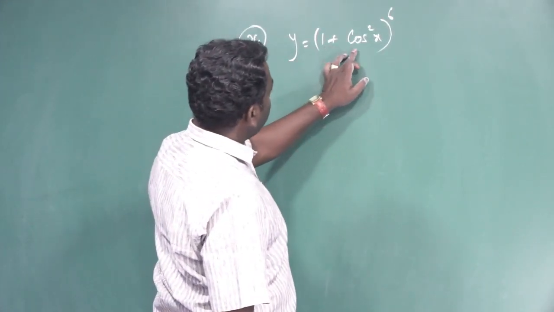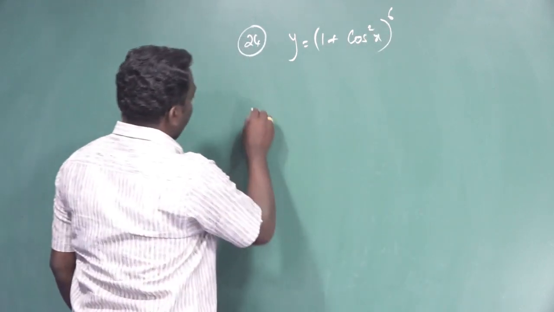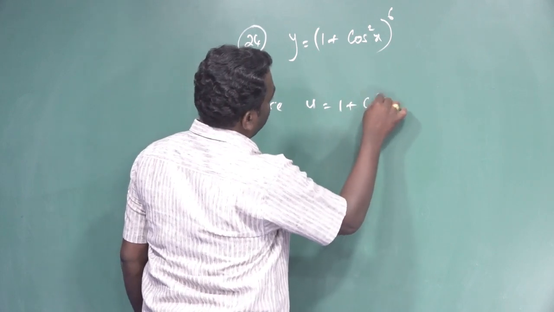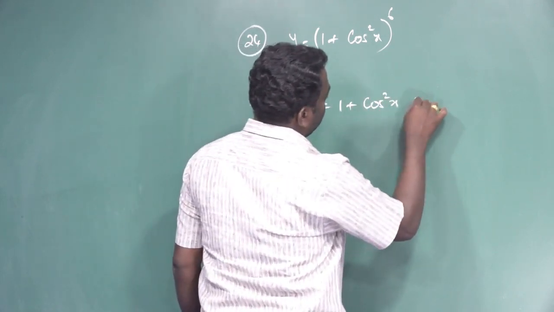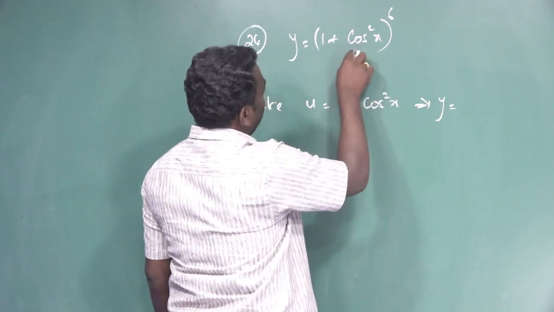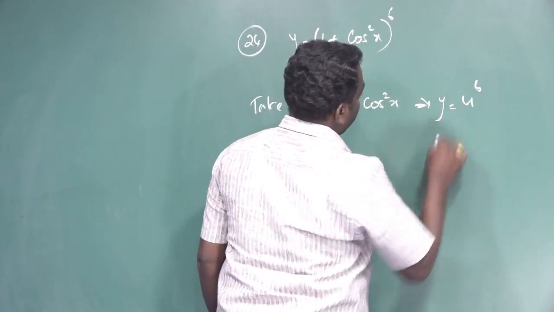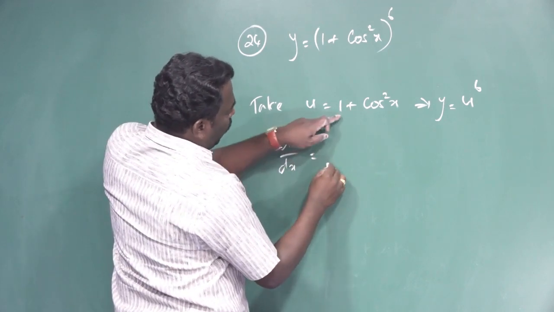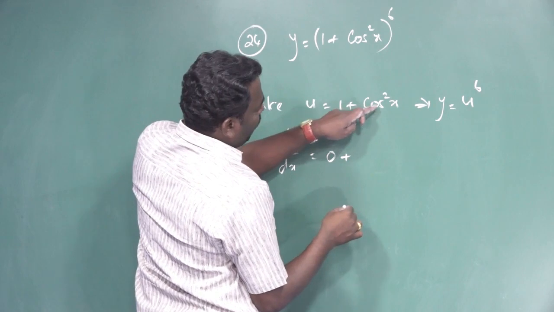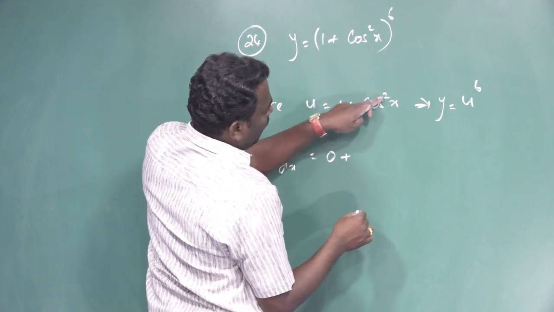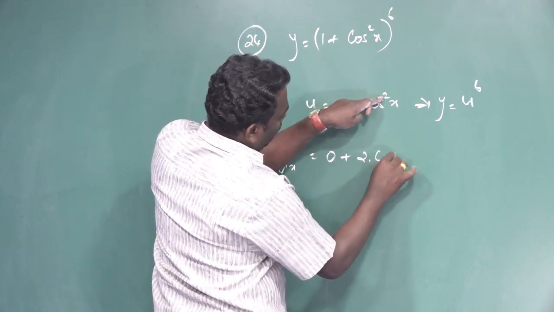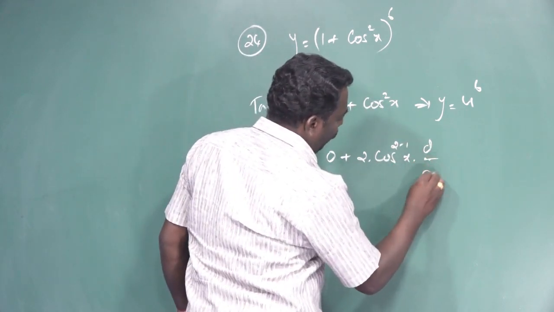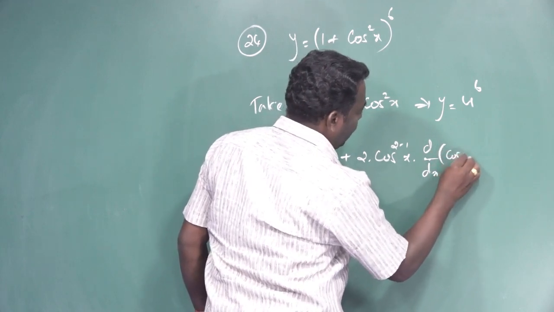y equals (1 plus cos square x) whole power 6. Again we take the term within the bracket, 1 plus cos square x. That implies y equals u power 6, where u is the total term. Differentiate: du by dx is equal to 1, a constant term, which gives 0, plus x power n form, where x is cos x and n is 2. Therefore 2 into cos power 2 minus 1 of x. Again differentiate cos x with respect to x.